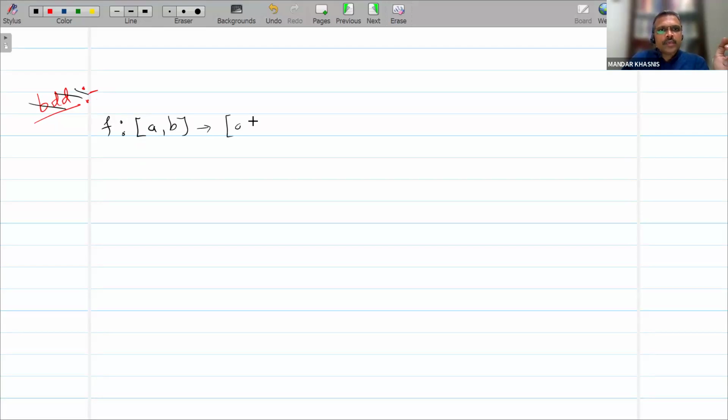You have f from [a, b] to [a, b], and the function is continuous. Then, can someone say something? You must have seen the result. A function is continuous from a closed and bounded interval to itself. Then we can say something about the function. Anybody? Have you seen such a situation? You can say no, so that I know where to go.